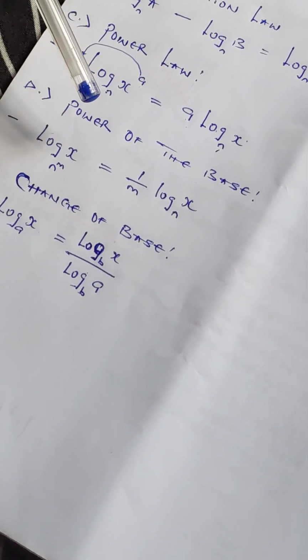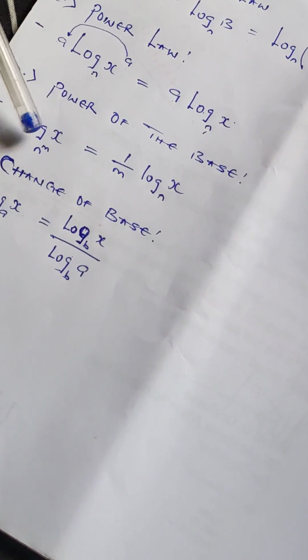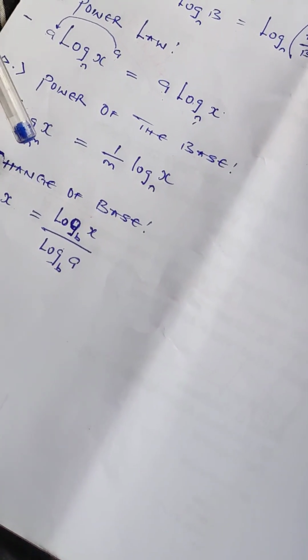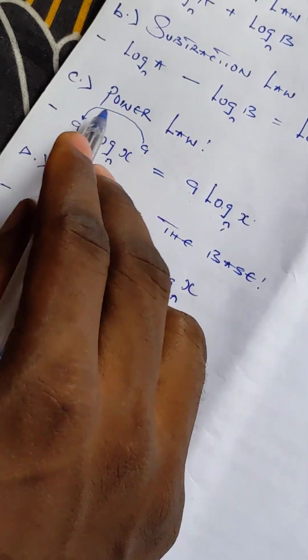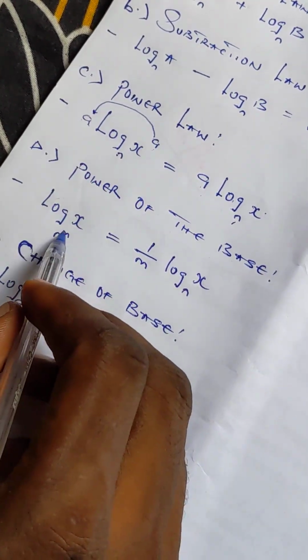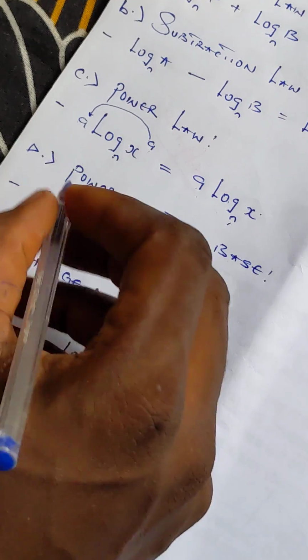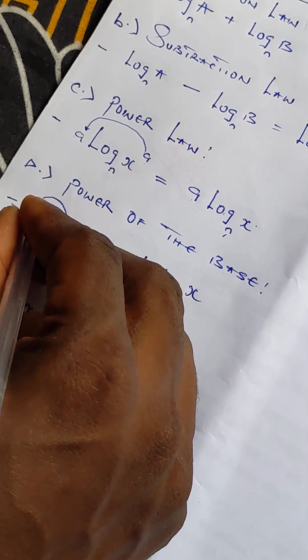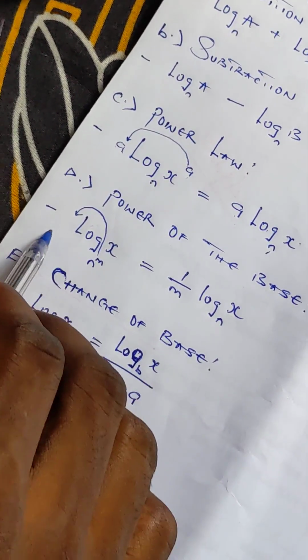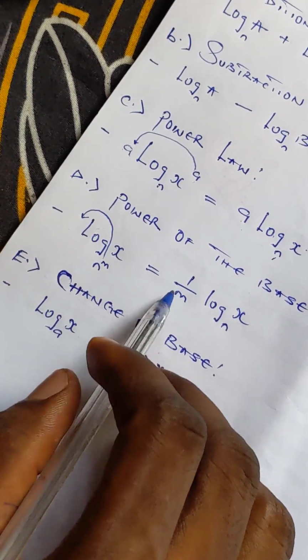Now, what does the law of power of the base state? It says that if the base is having a power, what will happen? The power, just like in the power law, where the power came to the front of the log, in the same way the power of the base will have to come to the front of the log. But something happens when it comes over to the front of the log. It becomes a reciprocal of itself.